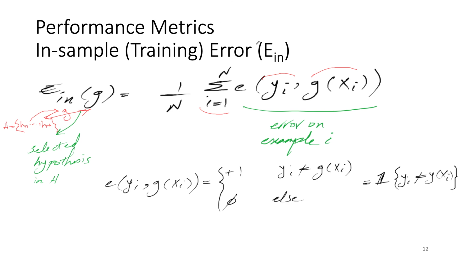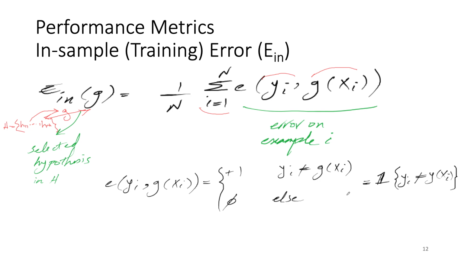So this function, comparing y of i and G of x i, is either plus 1 or 0, right? If these two values were not the same, so if this one predicted plus 1 and the true value was minus 1, or the other way around, if it was minus 1 and it turned out that the true value was plus 1, then this becomes 1 and shows that there was an error in the prediction, right? Otherwise, there was no error, so this becomes 0.